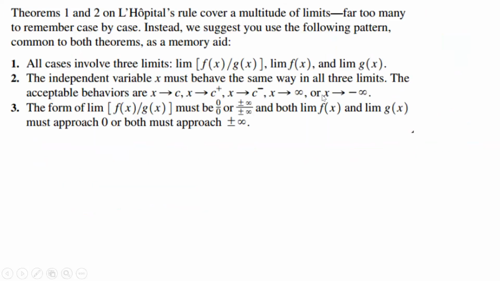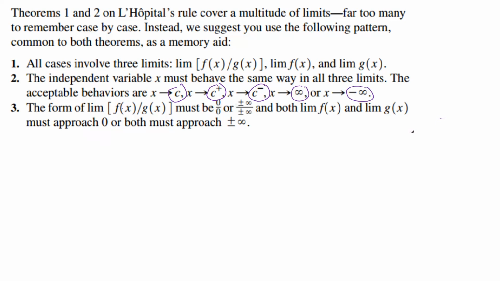So theorems 1 and 2 on L'Hopital's rule cover a multitude of limits, far too many to remember by case. Instead, we suggest you use the following pattern, common to both theorems, as a memory aid. All cases involve 3 limits: the limit of f of x over g of x, the limit of f of x, and the limit of g of x. The independent variable x must behave the same way in all 3 limits. The accepted behaviors are as x approaches c, c from the right, c from the left, infinity, or negative infinity.